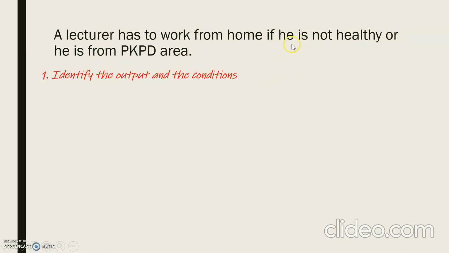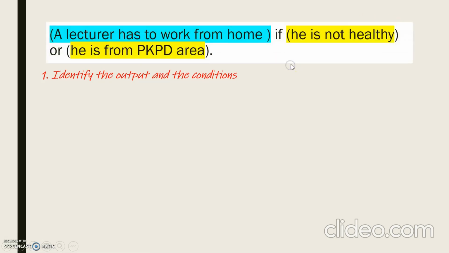How many conditions do we have? If he is not healthy, or he is from PKPD area. If we break up this sentence after if, we can see that we have two singular sentences, right? He is not healthy. That's one. And he is from PKPD area. That's another one. And the connective used is or. So this is the output, this is the first condition, this is the second condition.